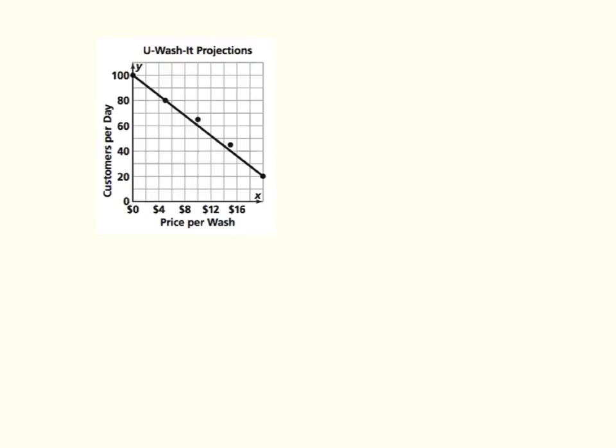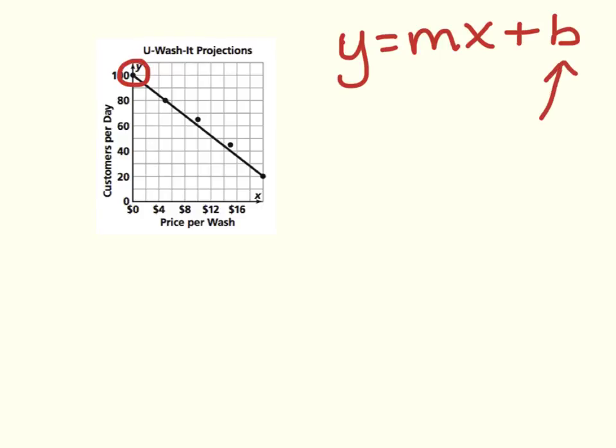Even when we have a graph, the goal is still the same, to write an equation in the form y equals mx plus b, where m is the slope and b is the y-intercept. For this graph, we can see the y-intercept very clearly. Remember, graphically, the y-intercept is the place where the line crosses the y-axis, and that's happening right up here at 100. So we know that our b value is 100.